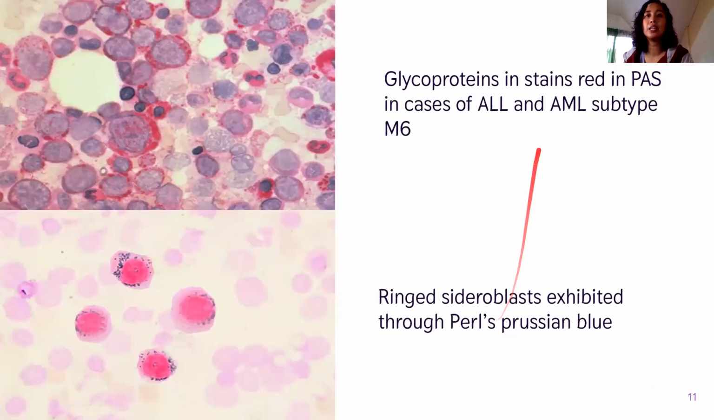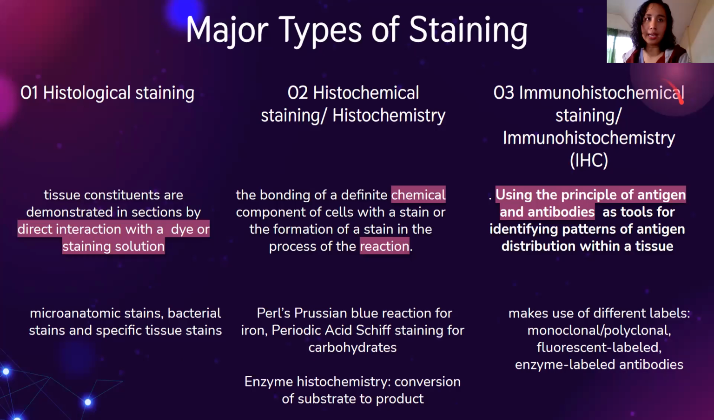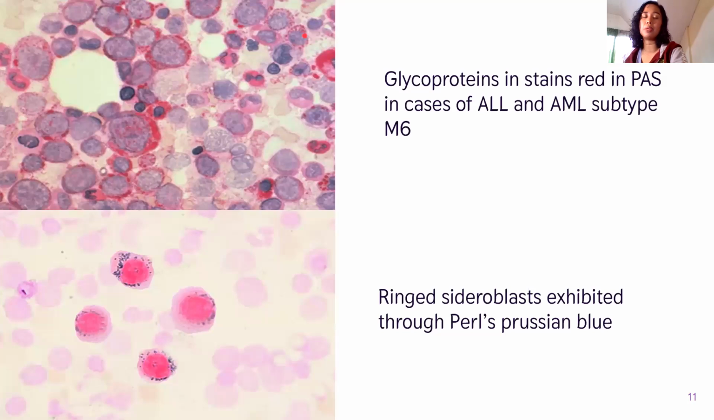Here, guys, what I memorized most about the use of periodic acid-Schiff is in leukemia. Periodic acid-Schiff positive happens in cases of acute lymphocytic leukemia and subtype M6 of acute myeloid leukemia. Your different subtypes of leukemia, most of them are periodic acid-Schiff negative, but only M6 is periodic acid-Schiff positive.